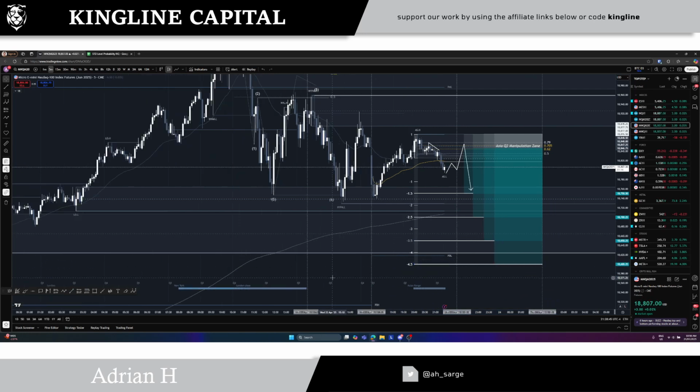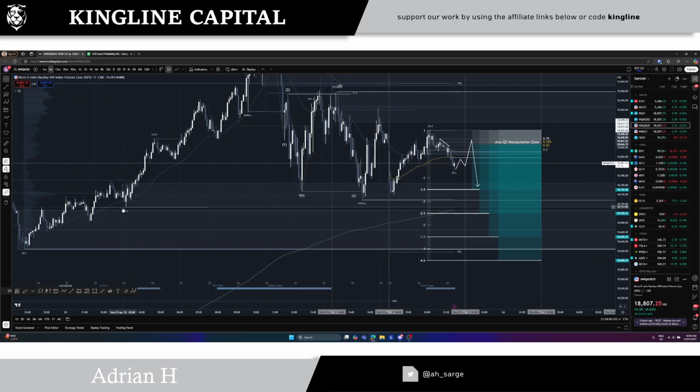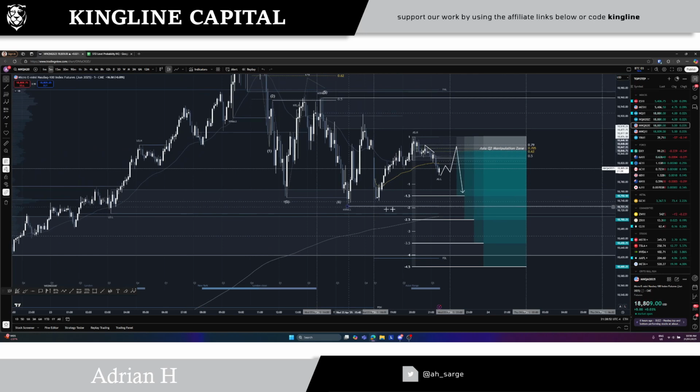So using these aligned with previous session lows. We've still got that London low down here as well, coming in around the 2.5 SD2 NYPM low.